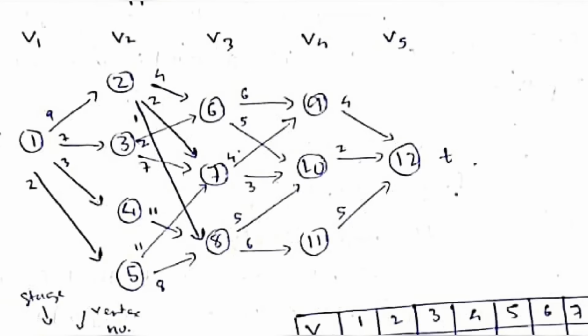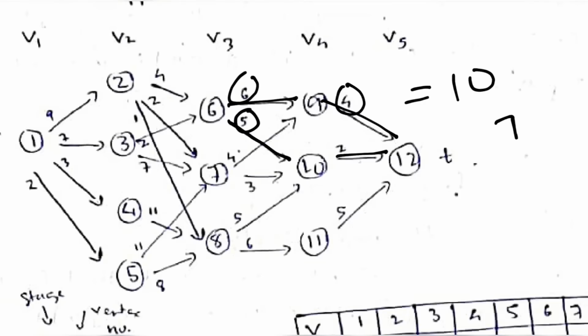Okay, so if I go with this path, I have to go through 9. So the total cost will be 6 plus 4, which is 10. From here, if I go, I'll have to go through 5, then 2, which is 7.